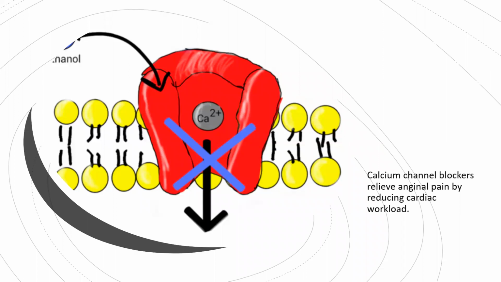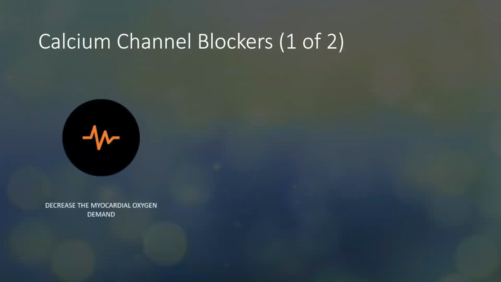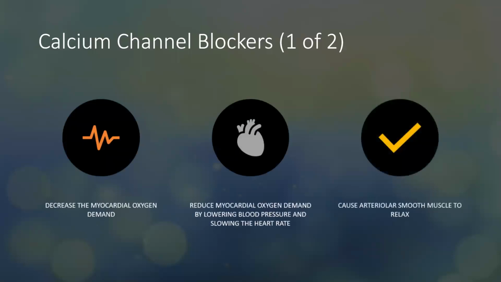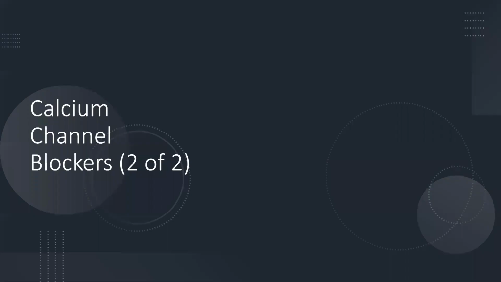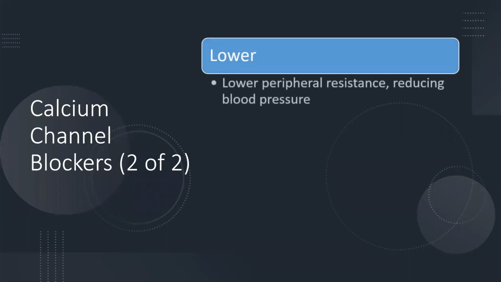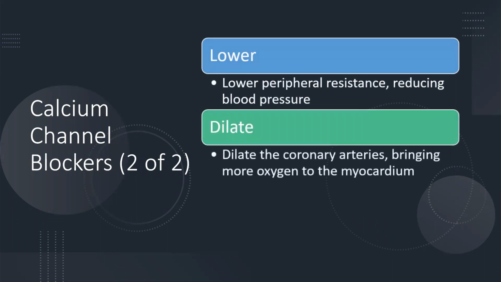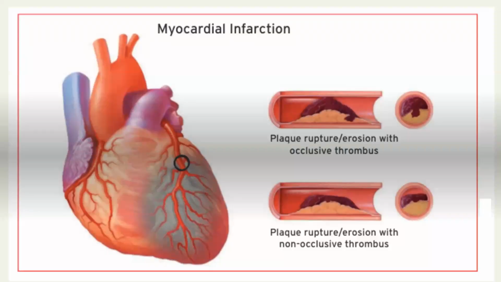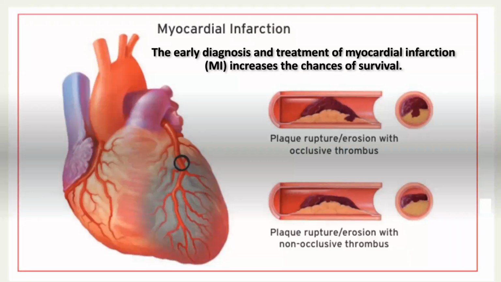Then we have the calcium channel blockers, which are going to block the calcium channels. They also relieve the anginal pain by reducing the cardiac workload. So they decrease the myocardial oxygen demand. They reduce the myocardial oxygen demand by lowering the blood pressure and slowing the heart rate. And they cause the arteriolar smooth muscles to relax. Other than that, they lower the peripheral resistance, reducing the blood pressure. They dilate the coronary arteries, bringing more oxygen to the myocardium, and they are the drug of choice for vasospastic angina. Then it comes to the myocardial infarction.